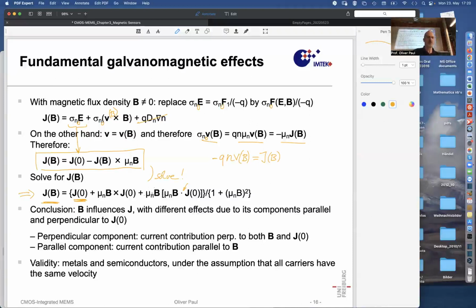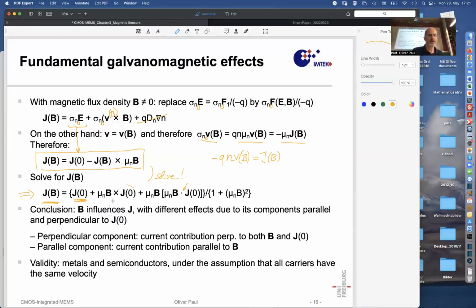Yeah. So B does influence J, but with different effects due to the components of B parallel and perpendicular to J. Yeah. If B is perpendicular to J, this term comes to bear.